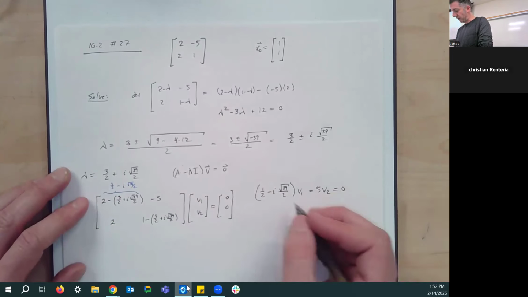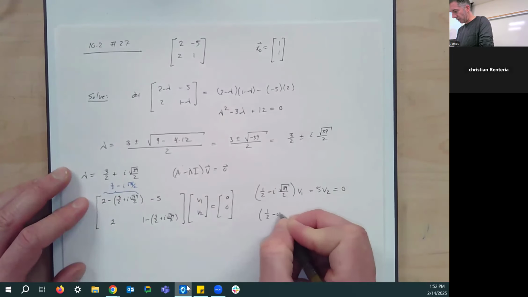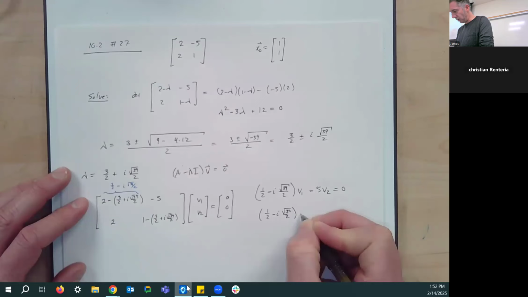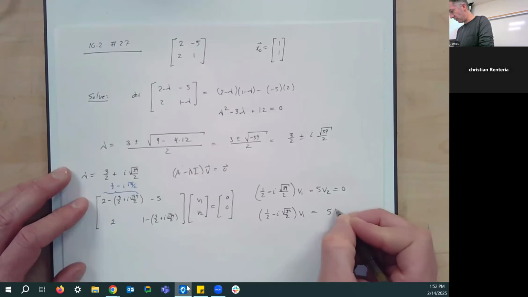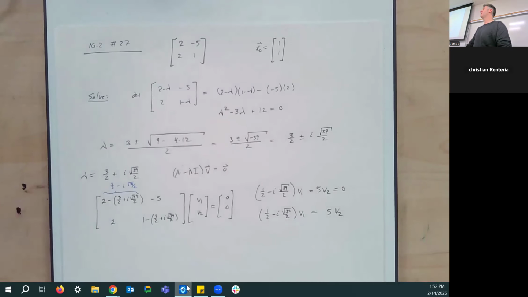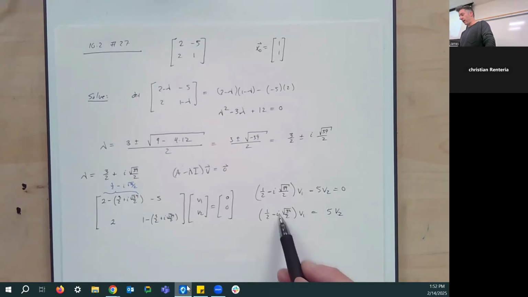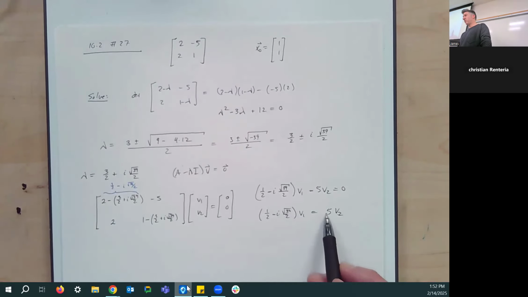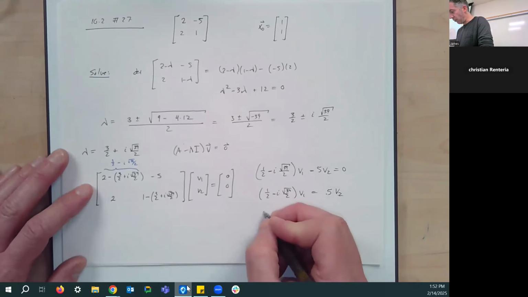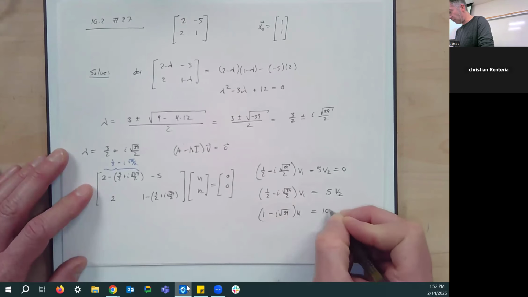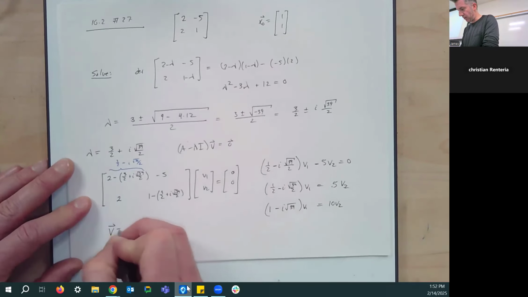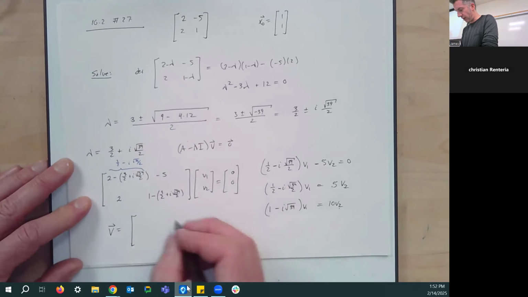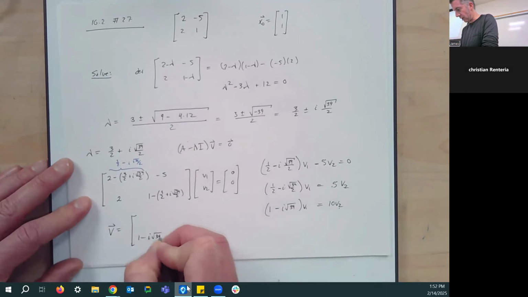I would bring the minus 5 V2 to the other side. So 1/2 minus i times root 39 over 2 times V1 is equal to 5 times V2. In this case, I might make a slightly different choice than I usually do. Instead of picking V2 equal to that and V1 equal to that, I might multiply both sides by 2 first. I would rather not have fractions in my eigenvector. So if I multiply both sides by 2, I have 1 minus i root 39 times V1 equal to 10 times V2. So my eigenvector here is going to be the vector where V2 is equal to 1 minus i root 39 and V1 is equal to 10.